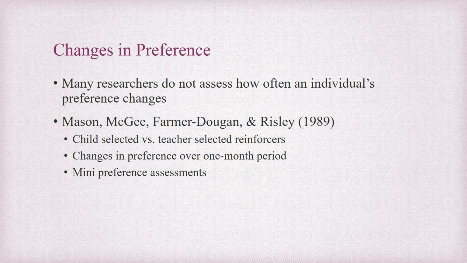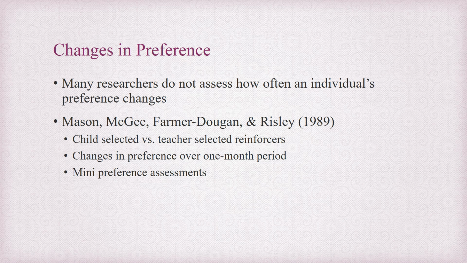While I was compiling research articles this semester along with my team, I noticed that a lot of the researchers didn't assess how often an individual's preference changed. And if they did look at that, a lot of them were conflicting. Some said that they changed a lot, some said that they remained kind of stable. So that's one of the main reasons why I wanted to focus on that aspect of preference assessments.